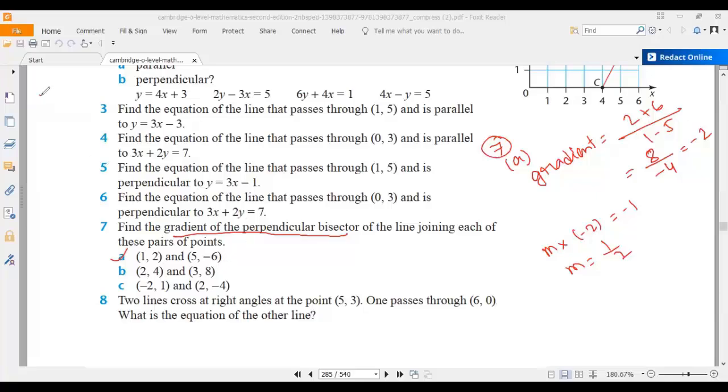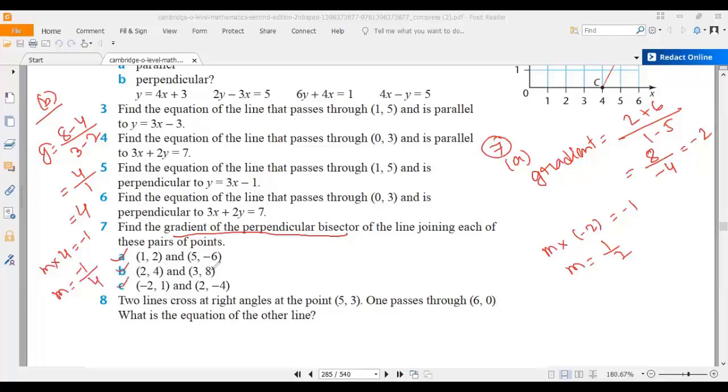In a similar way, to solve question B, what is the gradient of this one? The gradient will be (y1 minus y2) by (x1 minus x2), so (8 minus 4) by (3 minus 2). 8 minus 4 is 4, 3 minus 2 is 1, so the gradient is 4. What is the gradient of the perpendicular bisector? Say it is m. So m into 4 equals minus 1, so the gradient of the perpendicular bisector m should be minus 1 by 4.